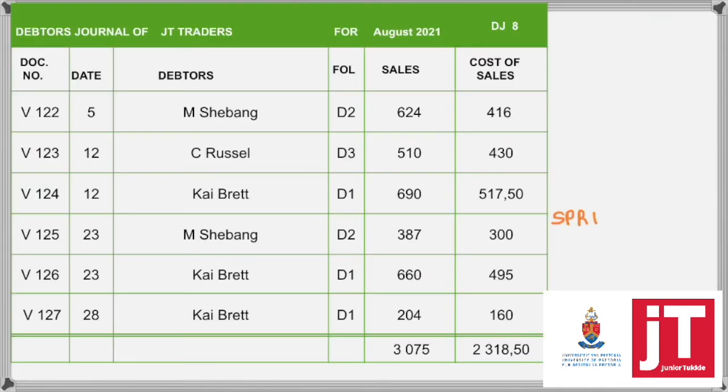So if we then look at the completed debtors journal, you now have to fill it in from the different transactions. I just want to bring your attention to the calculation of some of the cost of sales. The first one is Shabang, where it says that you sold goods on credit to Shabang on the 23rd. The price code is RKK, where the cost code is Springbok, where S is equal to 1.